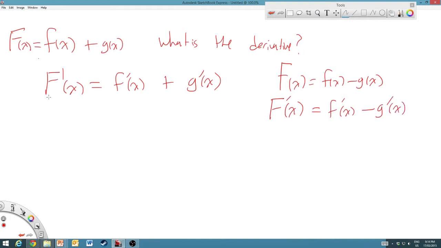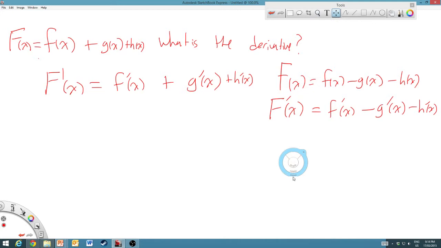Okay, so I guess we could call this a sum difference rule for derivatives. So if I have a function where it's one function plus another function, the derivative is just the derivative of the first function plus the derivative of the second function. And the same is true for subtraction. And then you could actually chain this continuously. You could have h of x, and then this would be plus h prime of x. If this was minus h of x, then you could have minus h prime of x. And you can chain on infinitely.